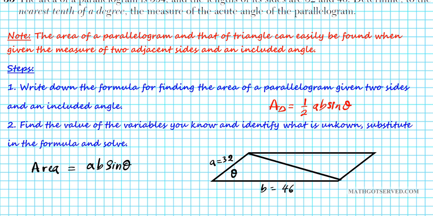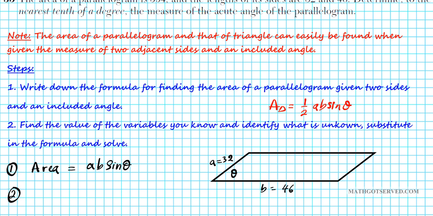See this parallelogram? You have two triangles, right? Area of this is 1/2 AB sine C. Area of that is 1/2 AB sine C. When you combine them together, you end up with the formula AB sine C. Okay, so this is the formula that we need to use. So step one is write down the formula. And then next, we're going to find out our knowns and unknowns.